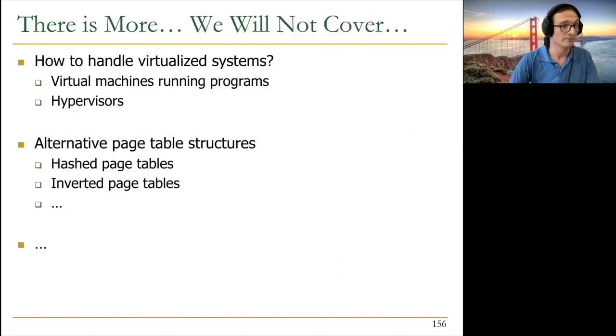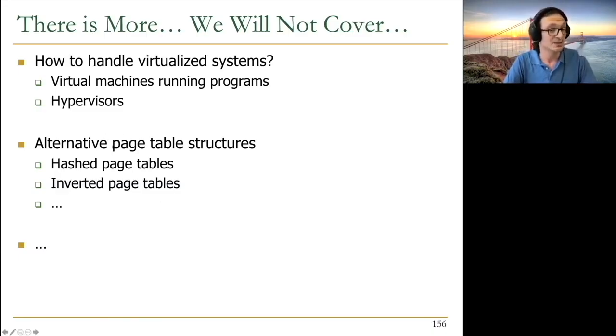But there's more, which we're not going to talk about. How do you handle virtualized systems? I'm going to flash a slide related to this. You may have virtual machines and hypervisors running programs, orchestrating systems. Now you have another virtualization layer. And that actually increases the number of virtual memory translations that you need to do. And existing systems provide support for that, called nested page walks, for example, and nested TLBs.